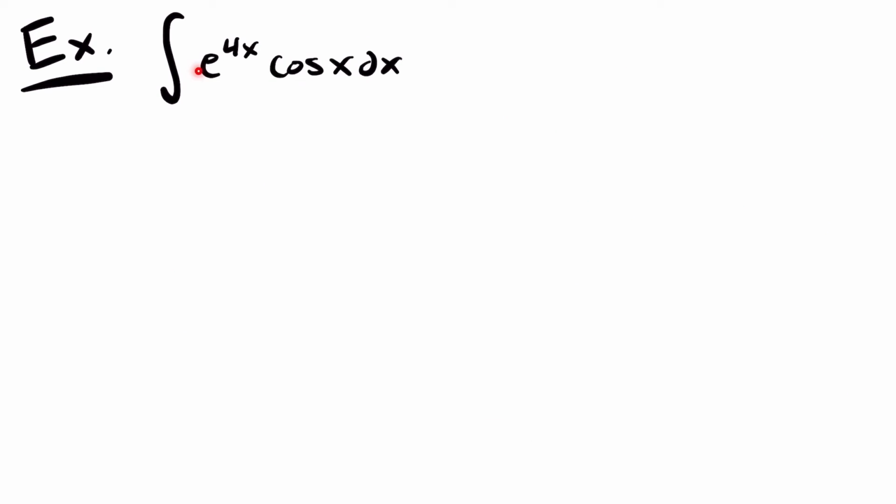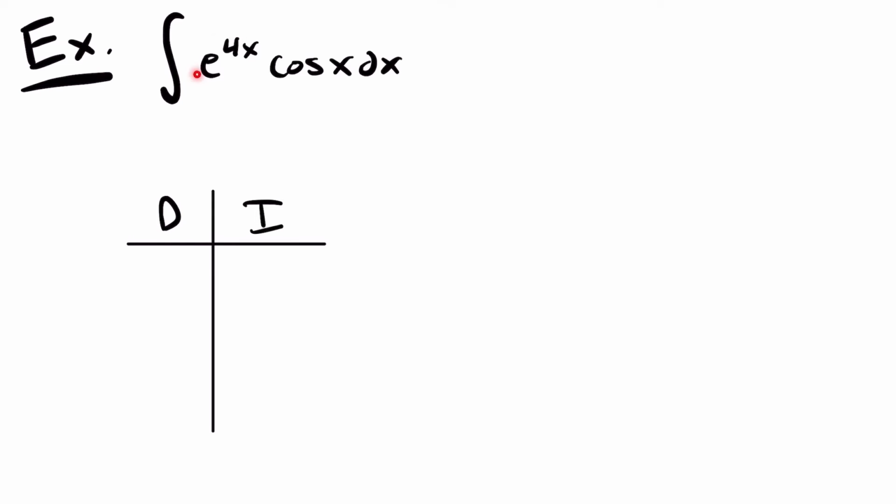So here's our next example. We want to find the integral of e to the power of 4x times cosine x dx. And so once again, let's start by drawing our table so that we can use the tabular method. We're going to have two columns. We'll have the D column and the I column for derivative and integral.